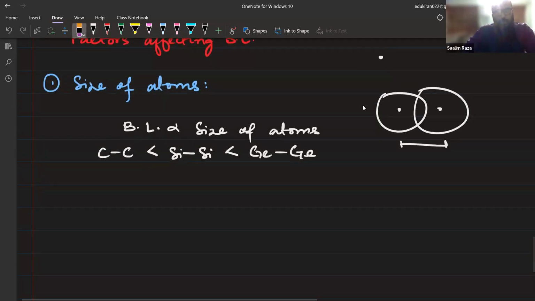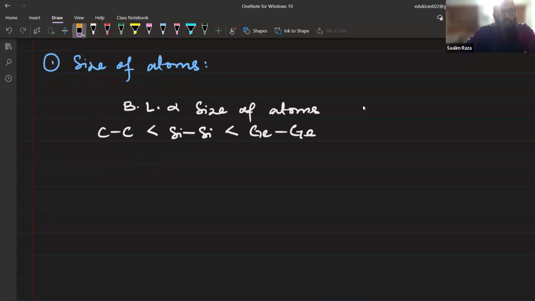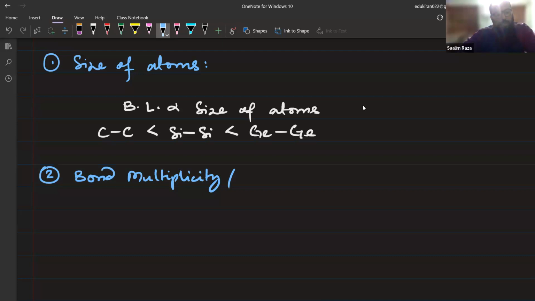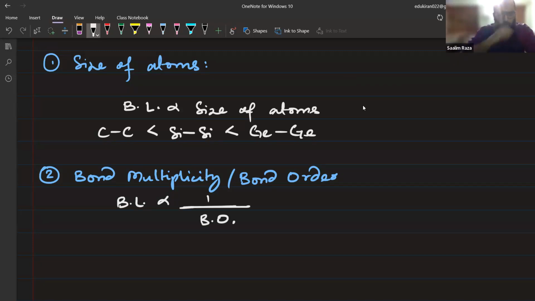So regarding size of atoms, this is the first factor. Right, the next factor after size of atoms, bond multiplicity, or we can also call this bond order. But how many bonds are we having? We are having a single bond or a double bond or something like that. So the bond length is inversely proportional to the bond multiplicity or bond order. What is bond order or bond multiplicity?